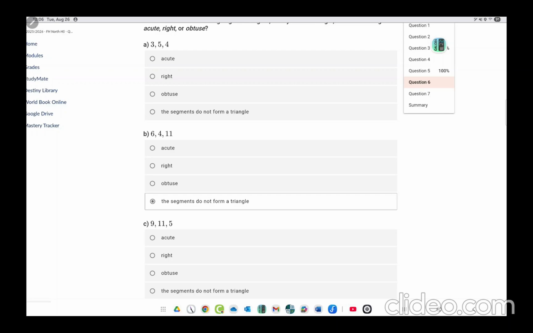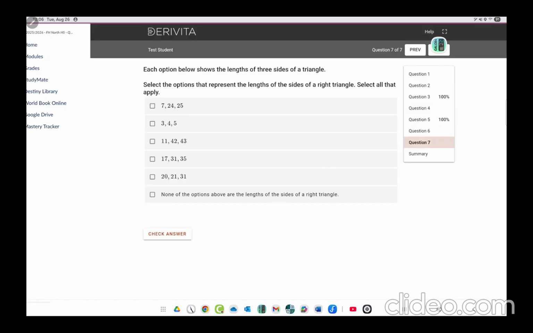And the last one, 9 and 5 are the 2 smaller sides. 9 plus 5 is 14. It is bigger than 11, so you have to see if it's right, acute, or obtuse. You know it's at least a triangle. But for B, 6 plus 4 is not bigger. It cannot equal. It has to be bigger than the third side. Again, that is something we will cover when we get into right triangle unit, either this semester or early next semester.